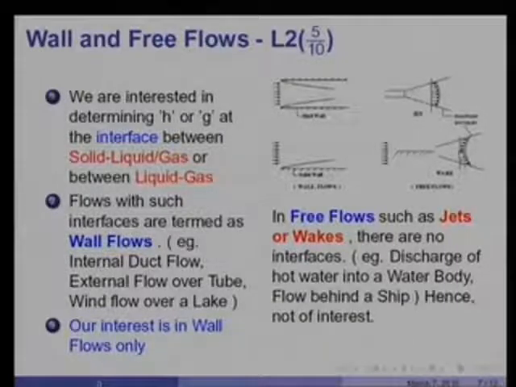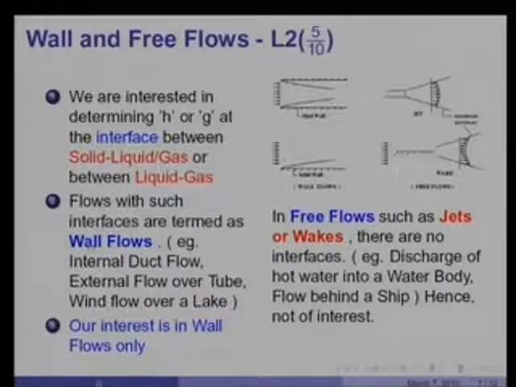These flows, of course, are not bounded by walls, but nonetheless one can identify an imaginary surface in which significant velocity variations occur. And therefore, it is of interest in fluid mechanics, but not so much in convective heat transfer, simply because there is no bounding wall, and our interest is in determining h and g, which is defined only at the bounding wall.